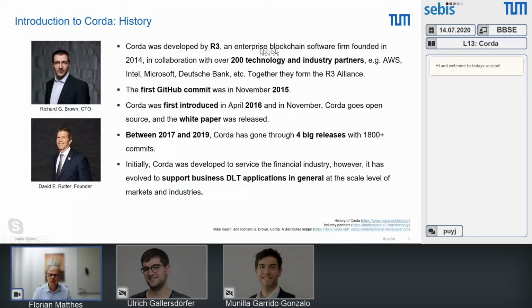And as an enterprise blockchain software with over 200, so it's one company more or less in collaboration with a lot of industry partners, AWS, Intel, Microsoft, Deutsche Bank, etc. And they form together the R3 Alliance. Yeah? The idea again here is to get traction, but have many people and supporters on board.